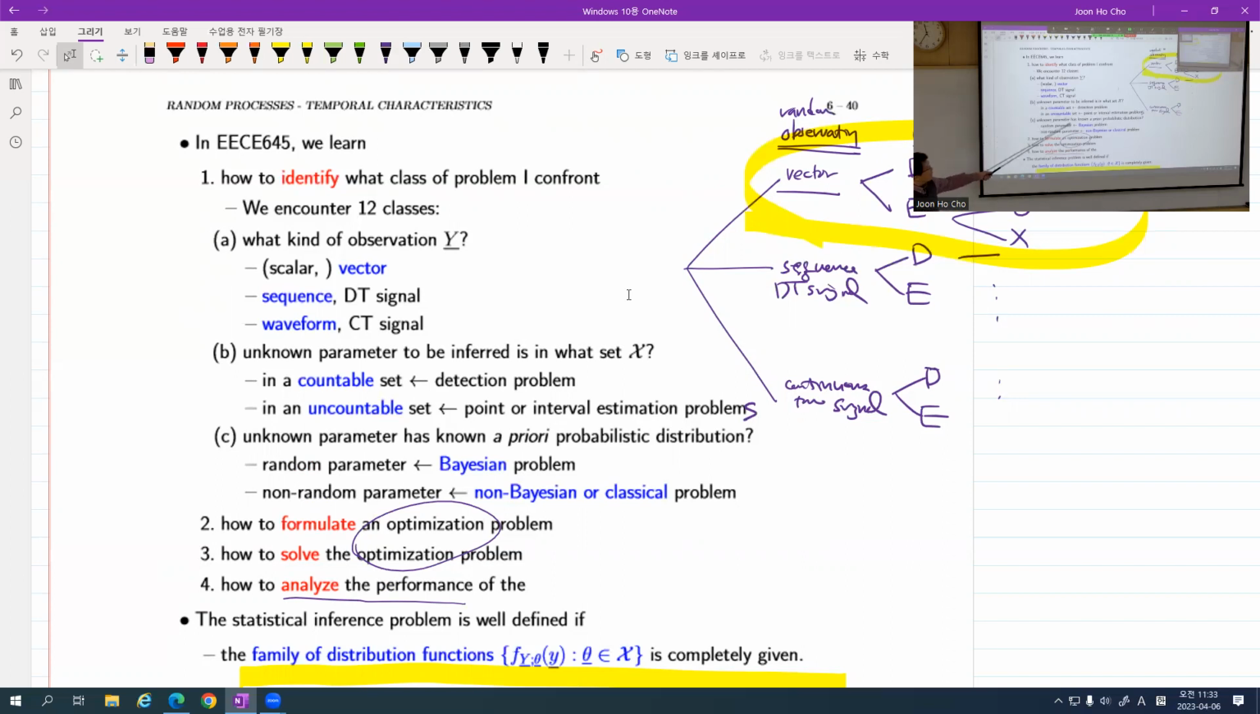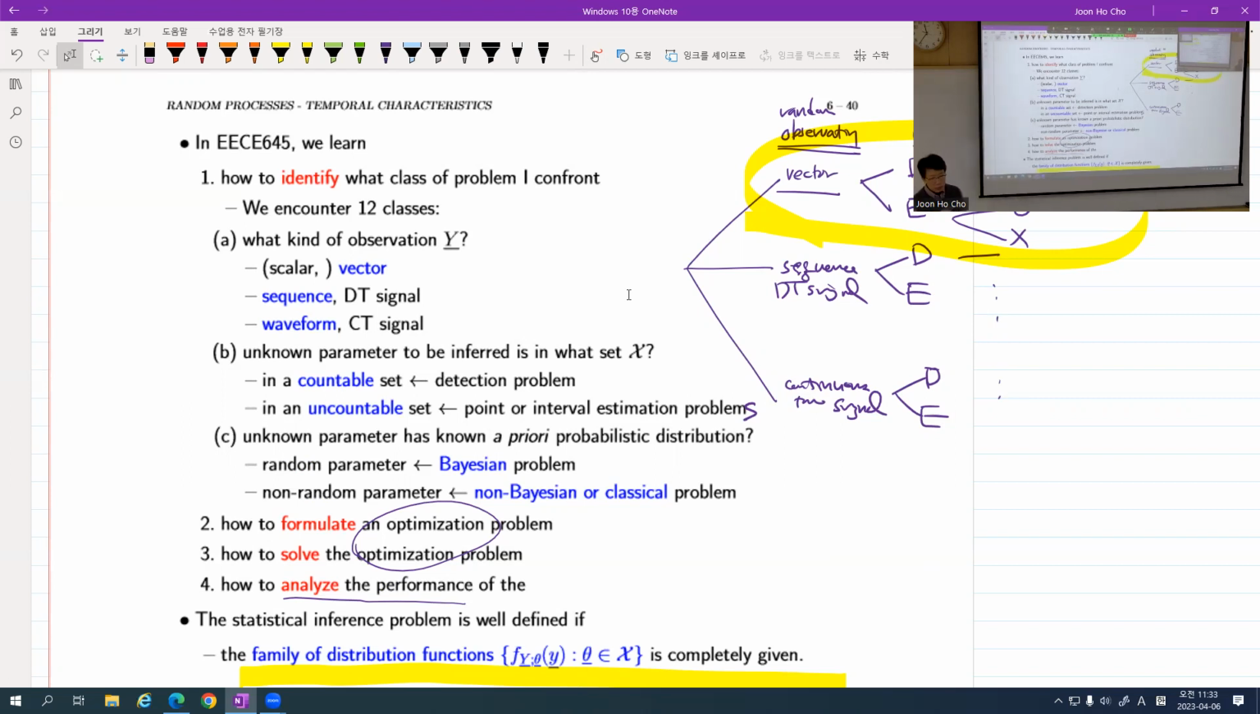Anyway, after we are given the observation model, what we do in estimation and detection theory is to formulate an optimization problem. We want to design, as an engineer, something that is optimal in some sense, that is best in some sense. That is optimization, right? And then we solve, and eventually we analyze the performance of our solution.